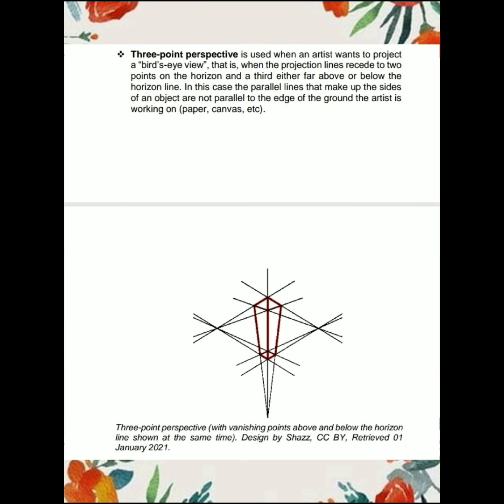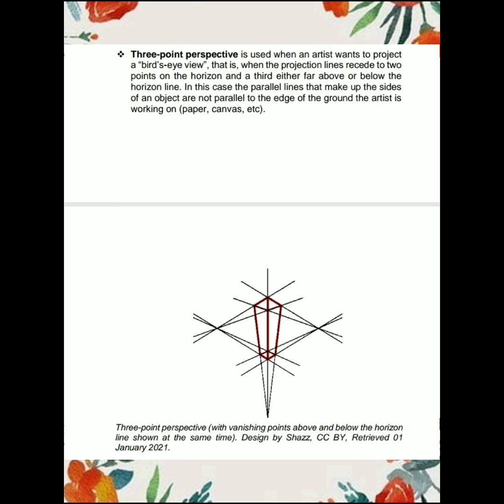Lastly, three-point perspective is used when an artist wants to project a bird's eye view, that is, when the projection lines recede to two points on the horizon and the third either far above or below the horizon line. In this case, the parallel lines that make up the sides of an object are not parallel to the edge of the ground the artist is working on, paper, canvas, etc.